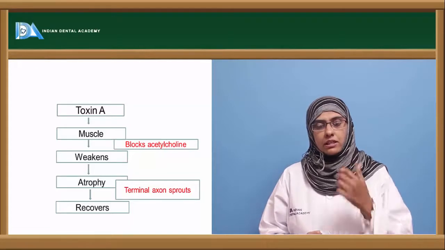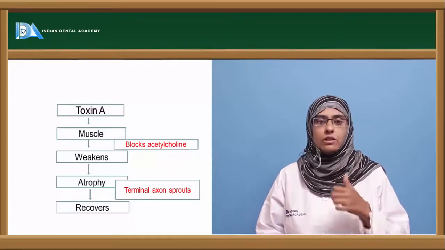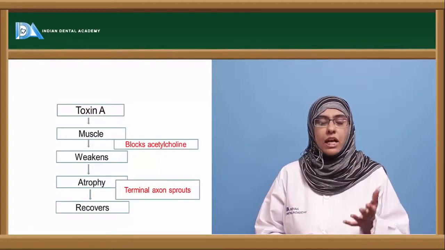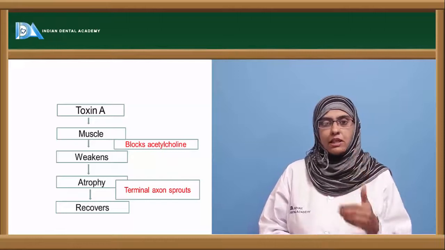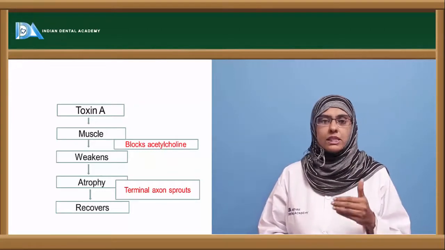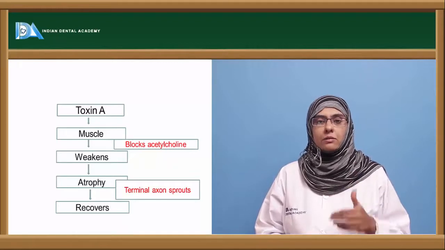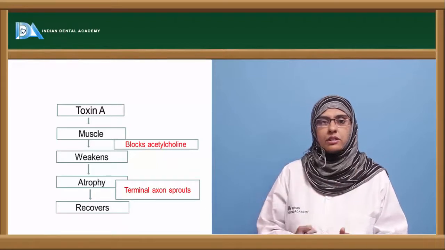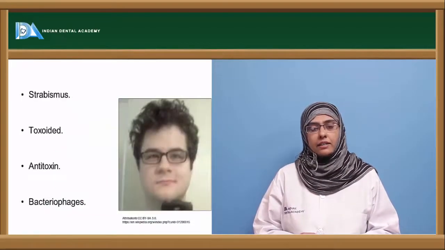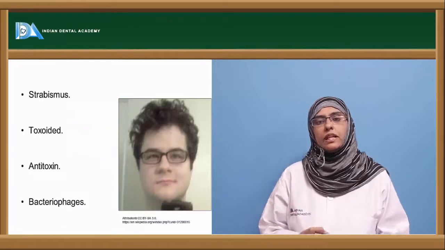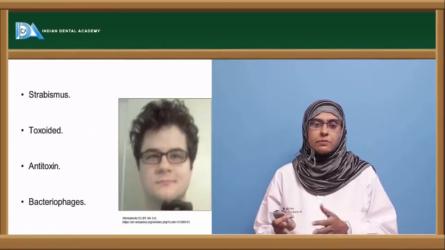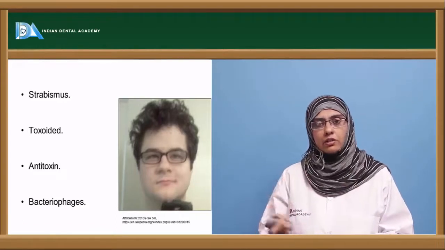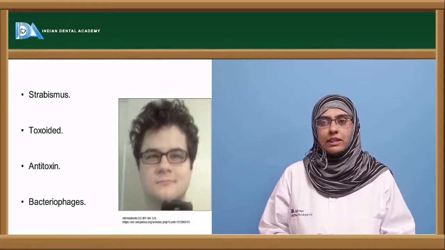Now when this toxin is injected intramuscularly, or into the muscle, it weakens the muscle and blocks the release of acetylcholine, as a result of which the muscle becomes completely weak and atrophies. But after 2 to 4 months, you can see the regeneration of the terminal sprouts of the axon, recovering the functions to the normal form. And because of this property, the toxin can be used to treat strabismus, where a person's eyes do not align with each other, and along with it, you can also use this toxin to treat various neuromuscular diseases.